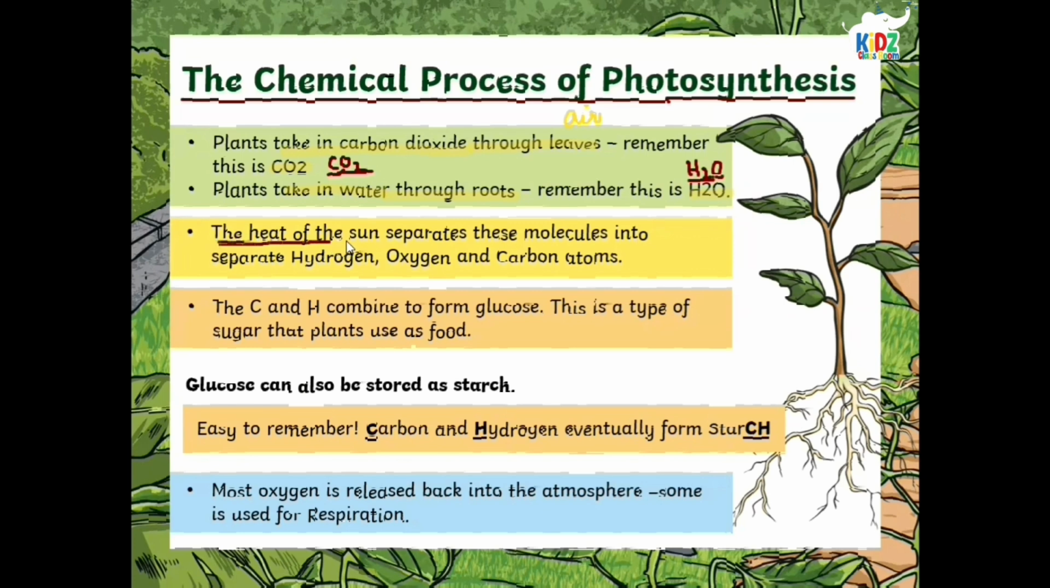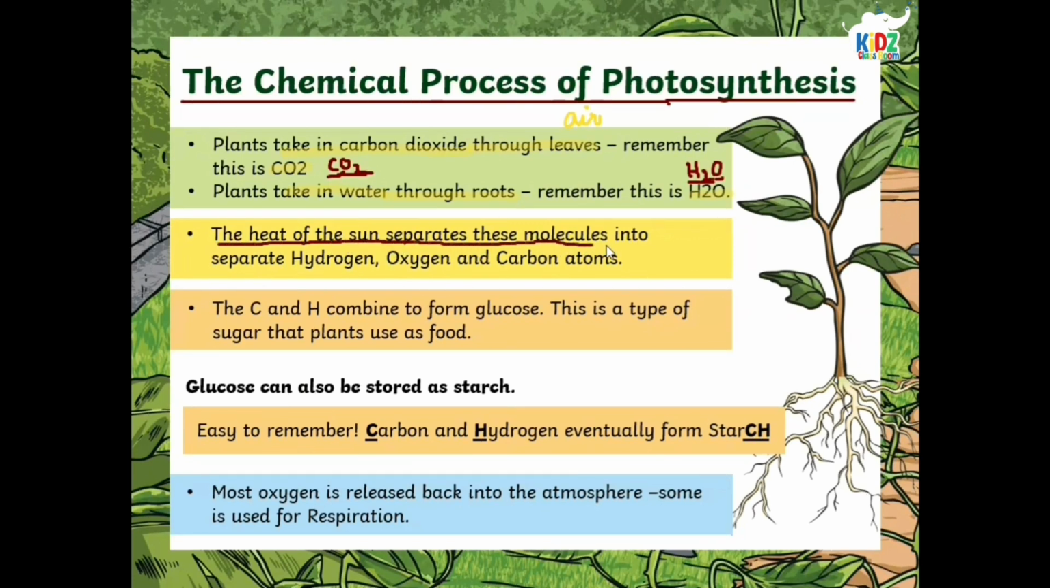So now the heat of the sun separates these molecules into separate hydrogen, oxygen, and carbon atoms. So we just learned that for the process of photosynthesis, we require sunlight. And where do we get sunlight from? We get it from the sun. And why do we need sunlight? It provides us with energy. And why do we need energy? We need energy to break down these molecules into separate atoms, hydrogen, oxygen, and carbon atoms.